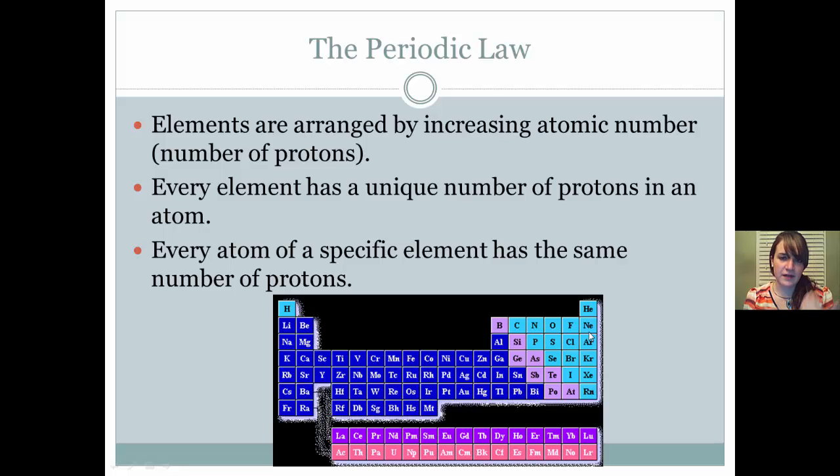Therefore, every atom of the same element is going to have the same number of protons. So every single oxygen atom is going to have 8 protons. If you see an atom with 8 protons, you know it's oxygen. Same thing with lithium. Every single atom of lithium will be defined by 3 protons. So that's the periodic law. That's what it tells us.